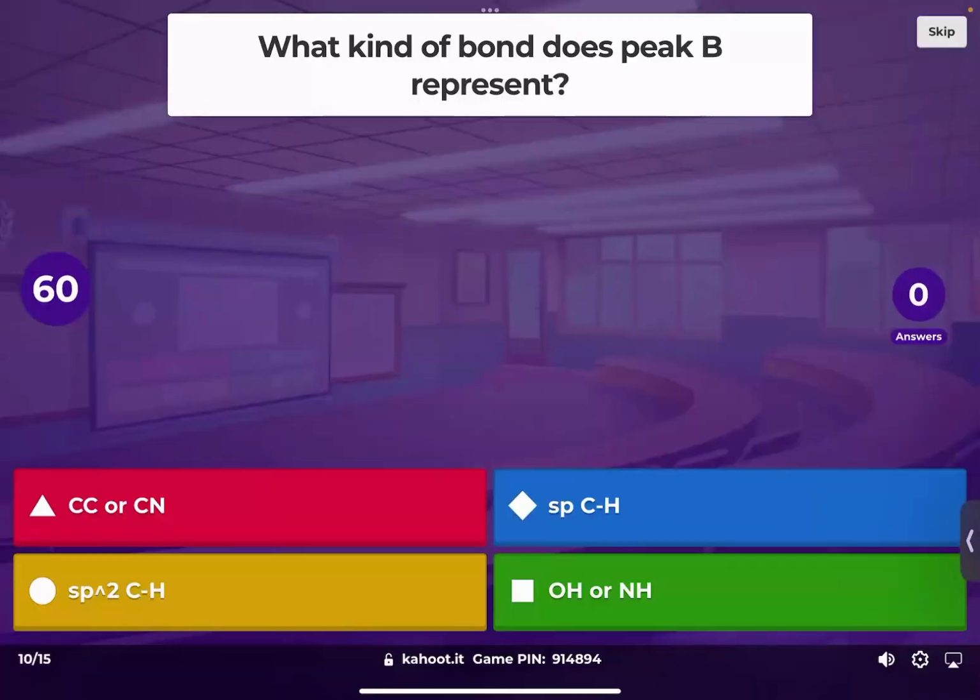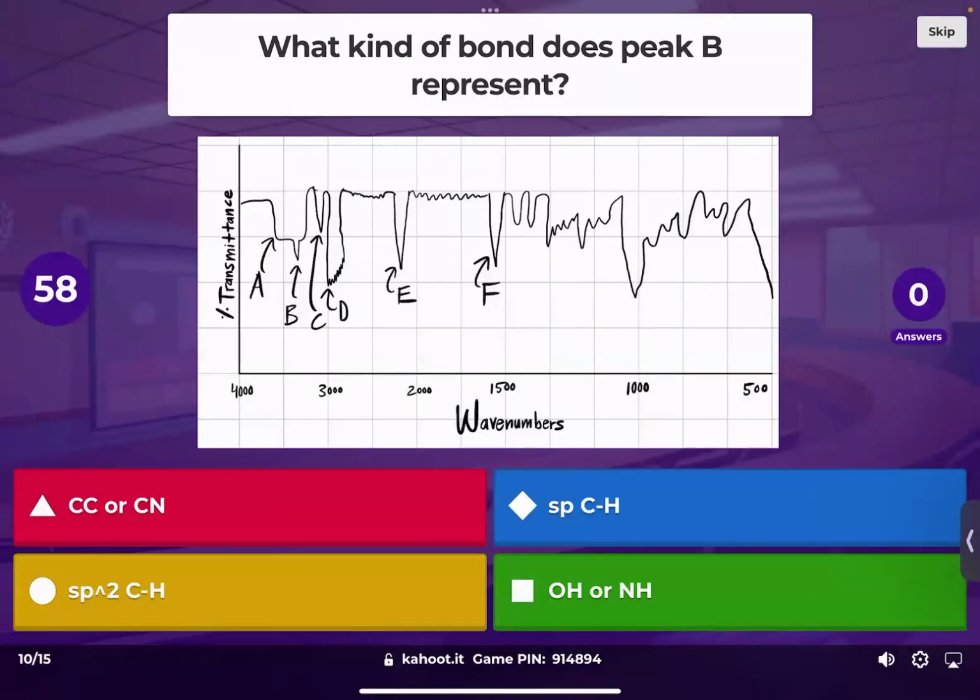Oh, what kind of bond does peak B represent?